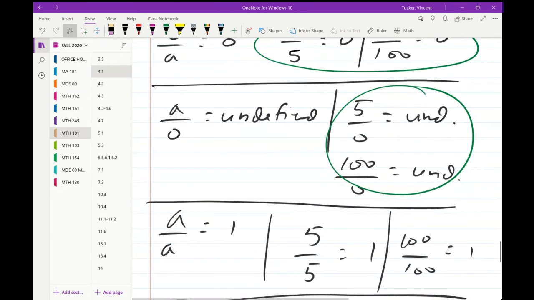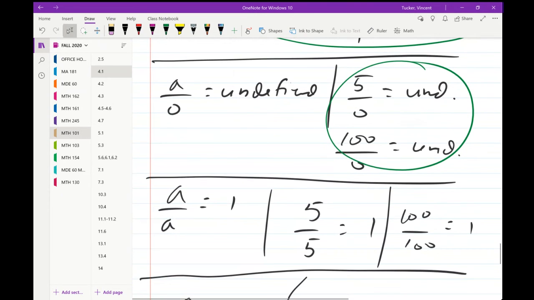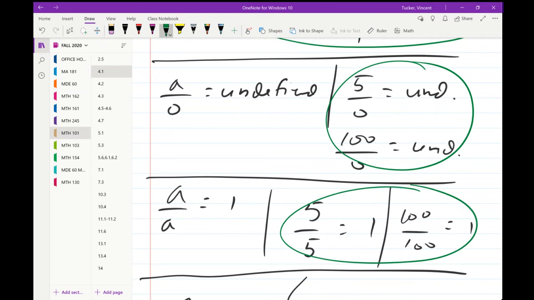All right. Anything over itself is equal to 1. So 5 over 5 is 1. 100 over 100 is 1.